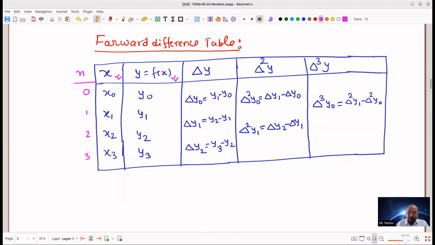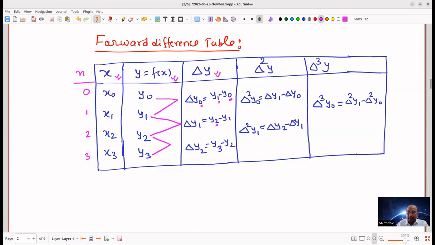So what is the forward difference here? First difference is delta of y0, which is, as I have written here, the next value minus current value. So delta y0 is y1, the next value, minus the present value, the current value, y0. Similarly, delta y1 will be the next value y2 minus y1. The difference between these two is indicated by this, and the difference between these two is indicated by this. So this is the first forward difference, and delta y2 equal to y3 minus y2.